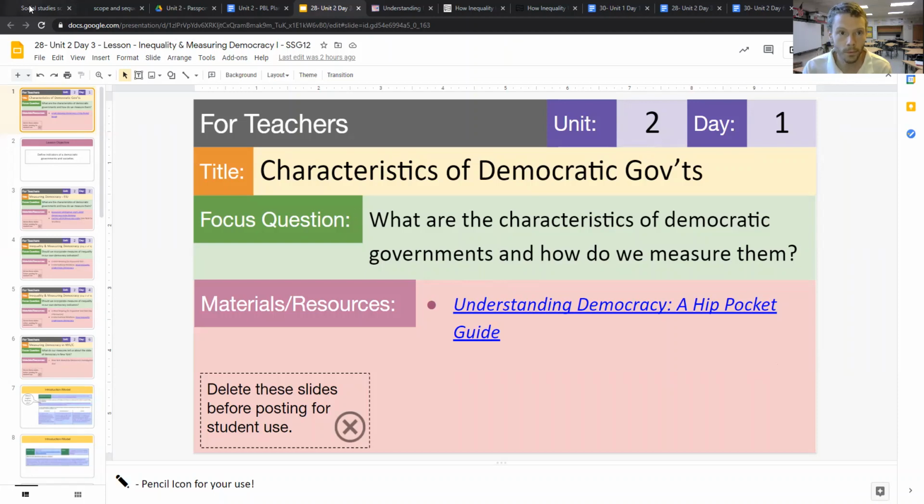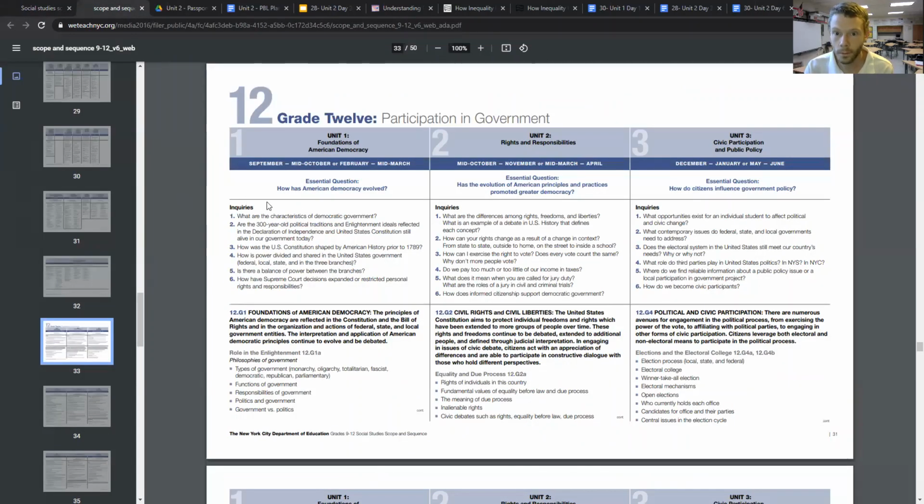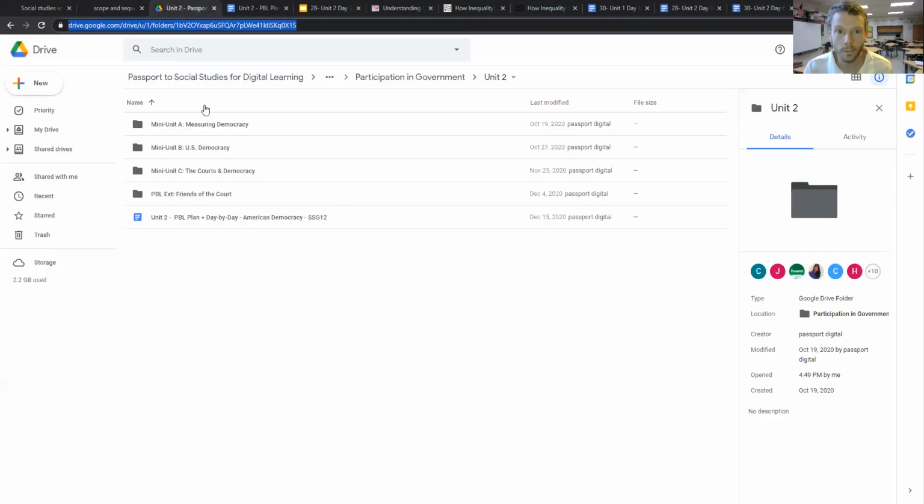So I want to start by first contextualizing the unit of study within the Social Studies Scope and Sequence for grades 9 through 12, which is available on the We Teach NYC website. And for 12th grade, we're going to be looking at really the foundations of American democracy in Unit 1 of the curriculum. But for the digital curriculum in the Passport to Social Studies for Digital Learning, it'll appear in Unit 2. And we'll look specifically at mini Unit A.